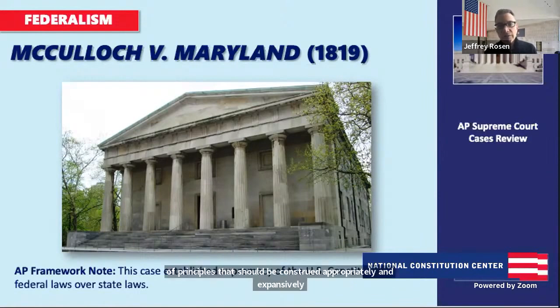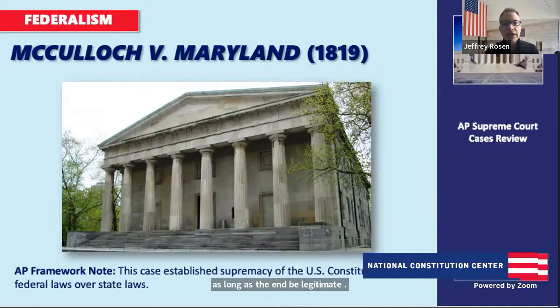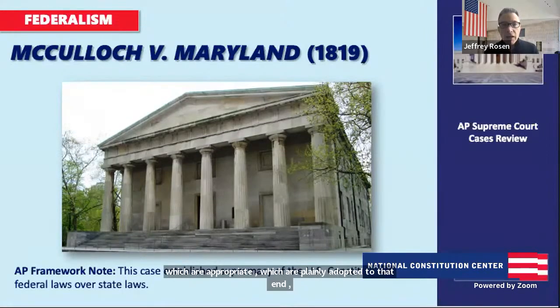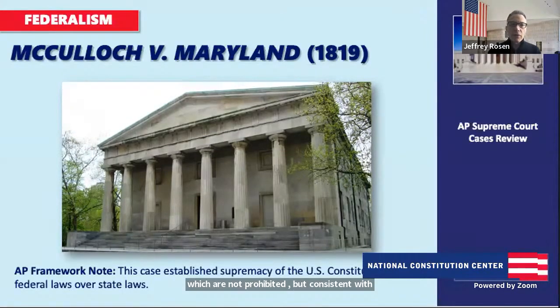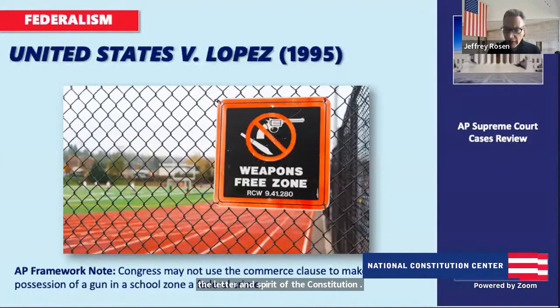And that's the next famous quote: "Let the end be legitimate, let it be within the scope of the Constitution, and all means which are appropriate, which are plainly adapted to that end, which are not prohibited, but consistent with the letter and spirit of the Constitution, are constitutional." Very big case. And in the end, Madison changes his mind about the constitutionality of the bank and comes to accept it. Let's fast forward almost 200 years to 1995.